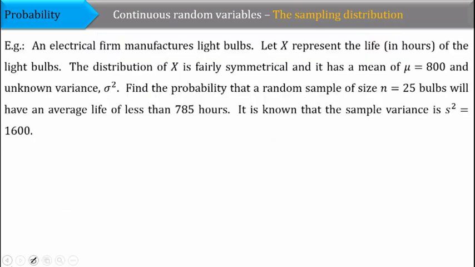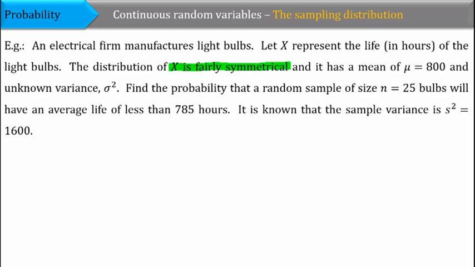Right, let's have a look at an example. Similar to what we had before, an electrical firm manufactures light bulbs. Let X represent the life in hours of these bulbs. The distribution of X is fairly symmetrical, and it has a mean of 800 and an unknown variance. So now the population variance is unknown. Find the probability that a random sample of size 25 will have an average life less than 785 hours. It is known that the sample variance is 1600 hours.